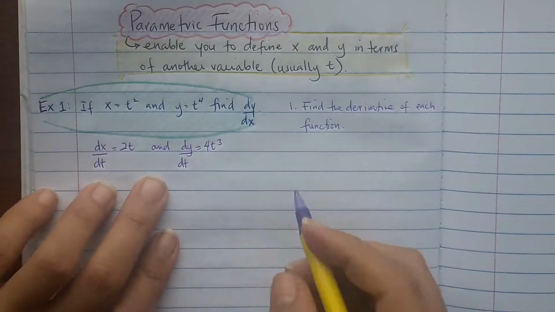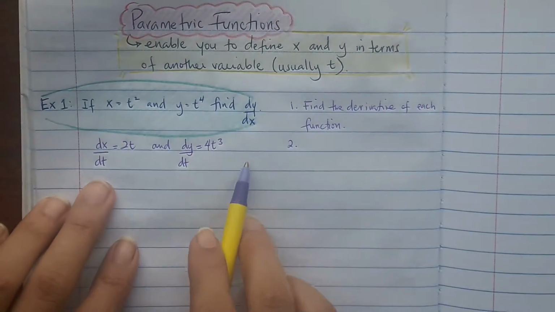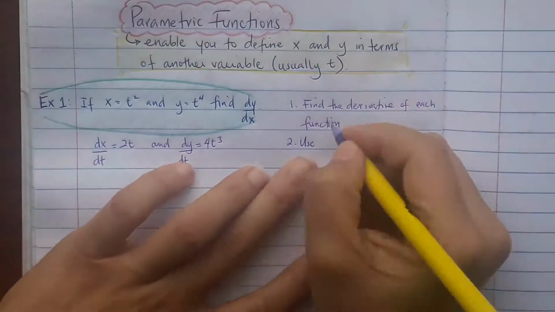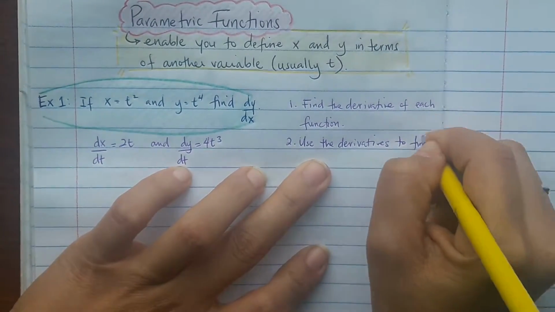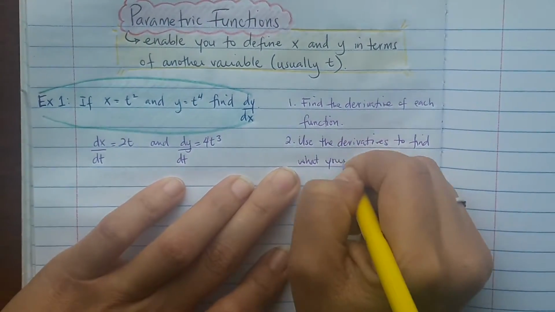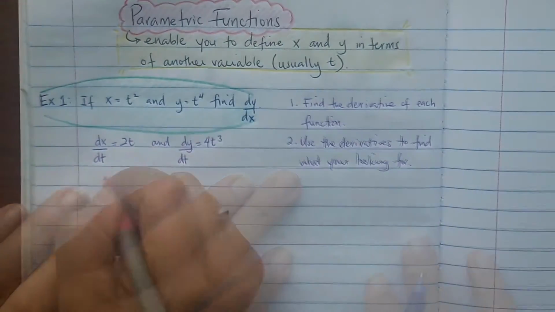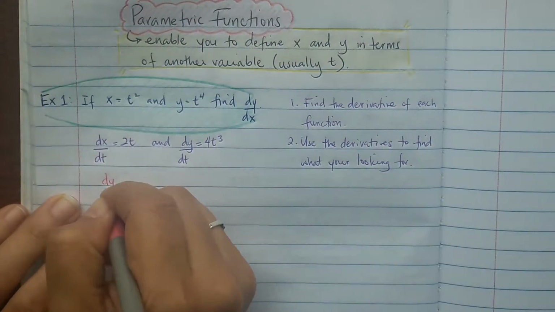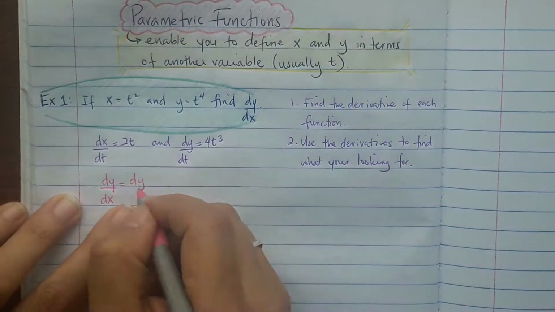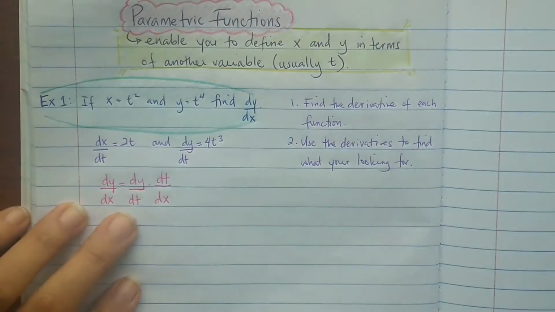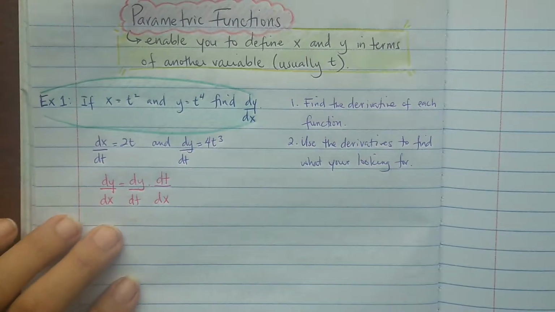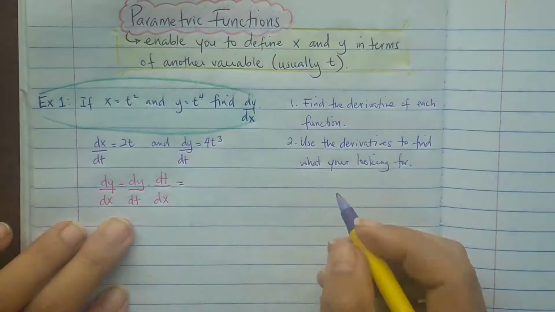But I need it in terms of dy/dx. So what I'm going to do is use the derivatives to find what I'm looking for. It's a listening check. Color in the sentence that we're writing right now. I'm looking for dy/dx, which means I need dy on the top, and dx on the bottom, and whatever two things cancel out in terms of t, because that's what my function is in terms of t. So dy/dt times dt/dx.